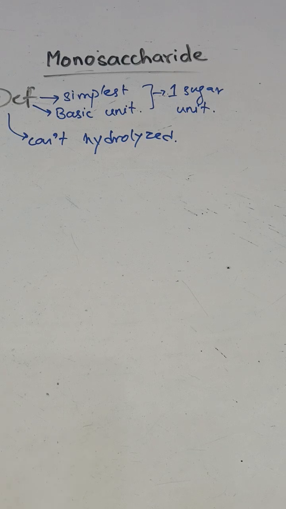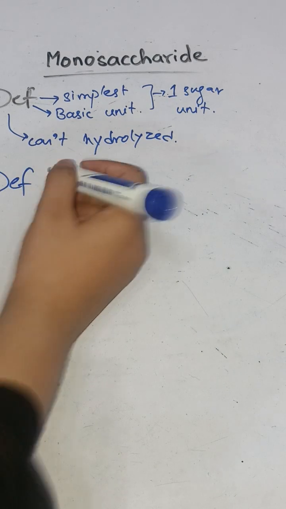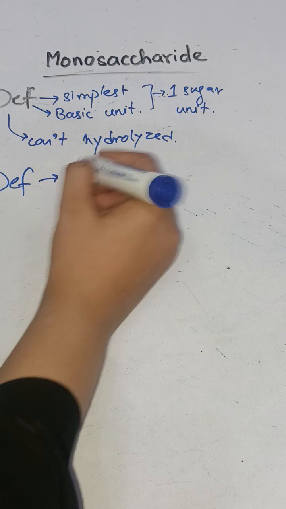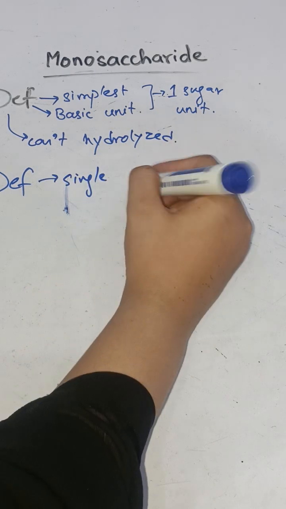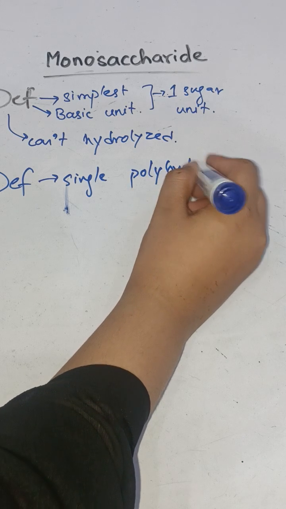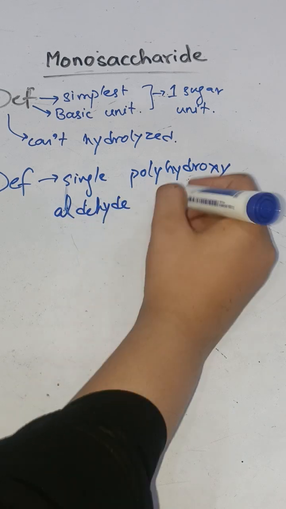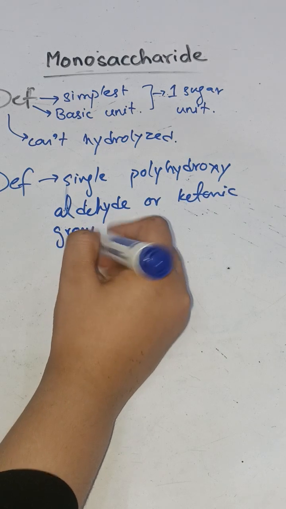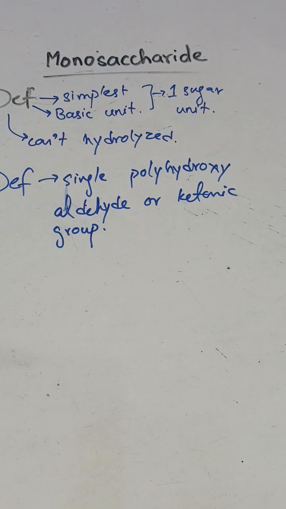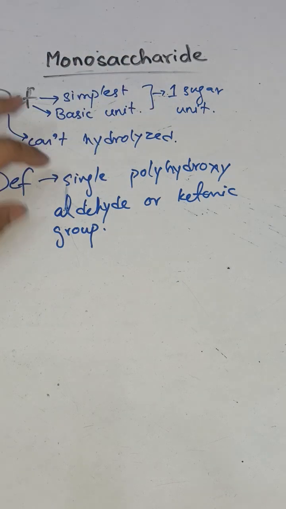Next, the second definition of monosaccharide is that a monosaccharide consists of a single, only one, polyhydroxyaldehyde or ketonic group. Now I am going to clear the concept of this definition. Why do we say single? Because it is one sugar unit, only one sugar, so it is single.